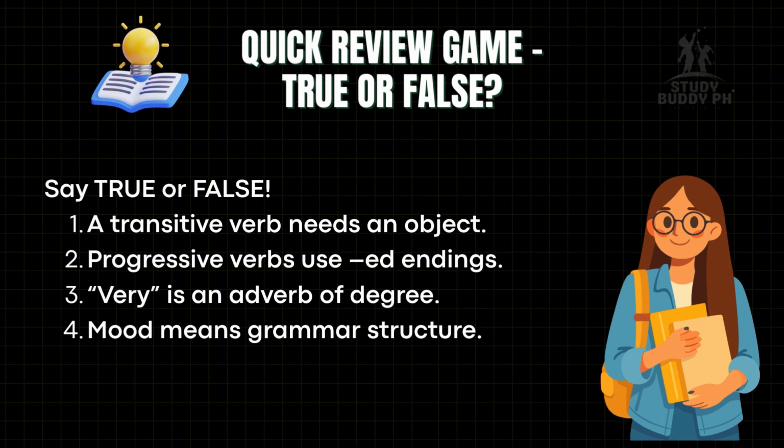Say true or false. 1. A transitive verb needs an object. 2. Progressive verbs use ed endings. 3. Very is an adverb of degree. 4. Mood means grammar structure.